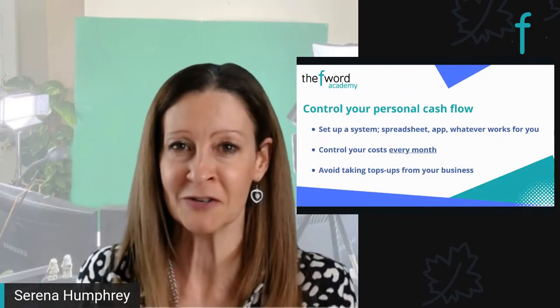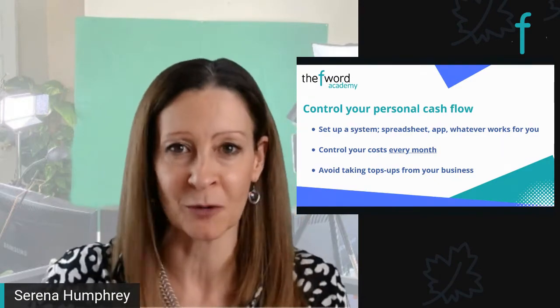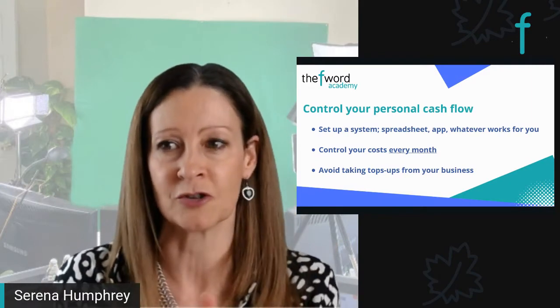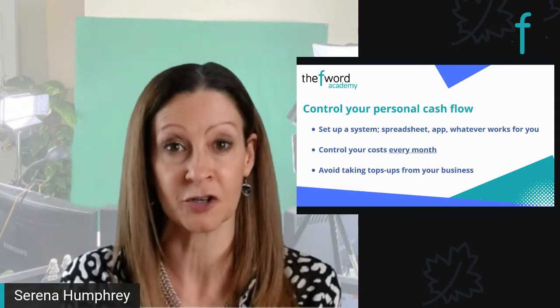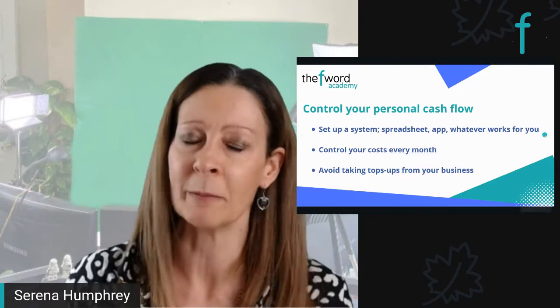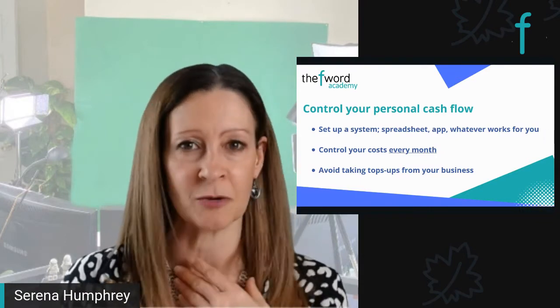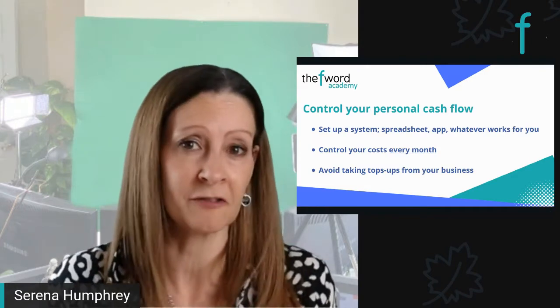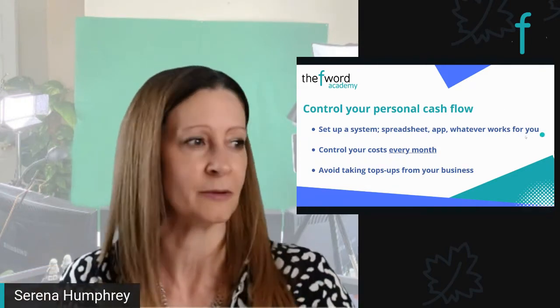And then control your personal cash flow. So if it's a little bit random and chaotic at the moment, set up a spreadsheet or find an app that works for you. There are loads of them out there, but find something that helps you control your costs every single month, and really do avoid taking those top-ups from your business. If you're taking a top-up, I want you to stop and think, why am I doing that? Did I just randomly overspend? Or is there a genuine reason for it? Or maybe I'm not quite taking enough money out. But start to think about these two separate pots and being very, very controlled about them.